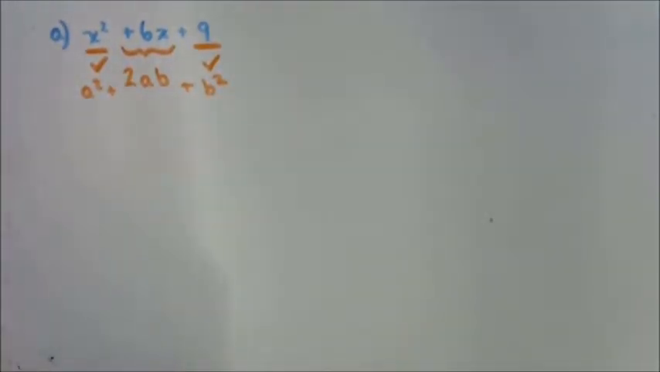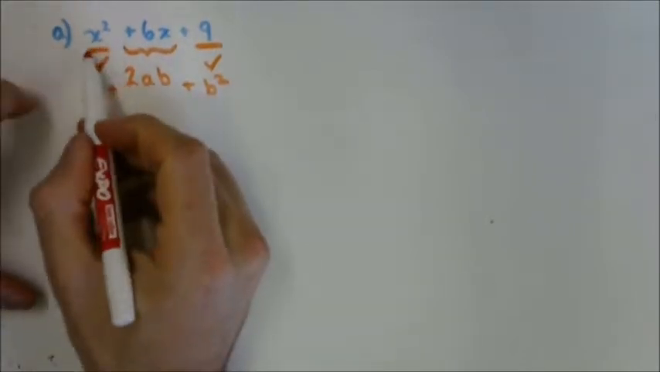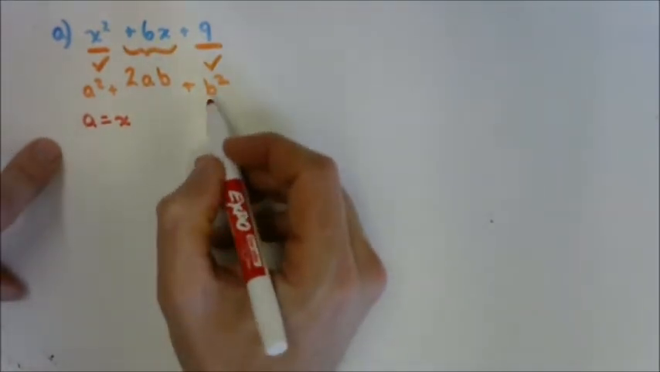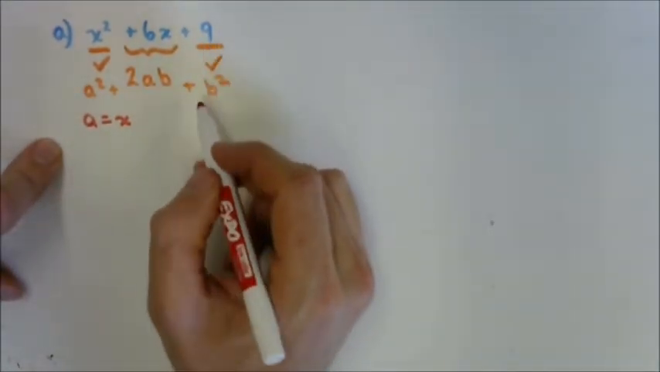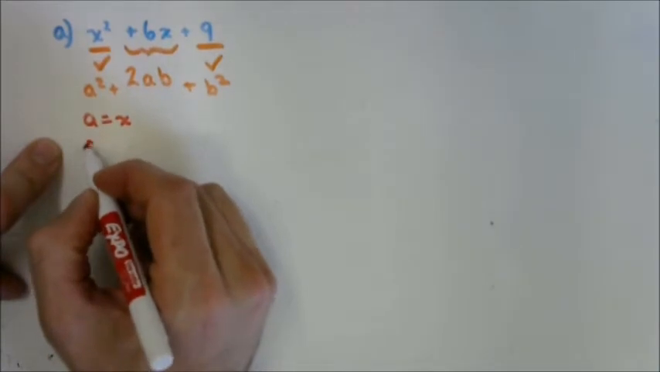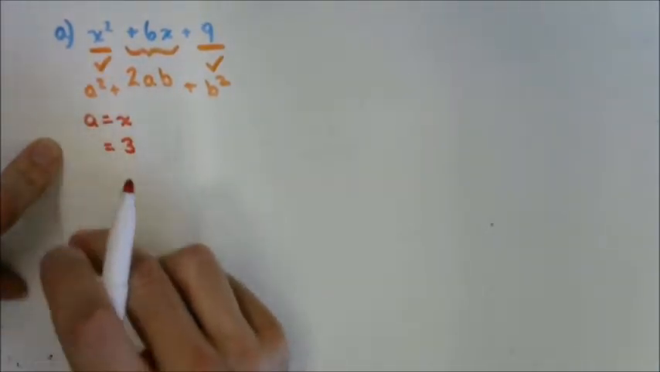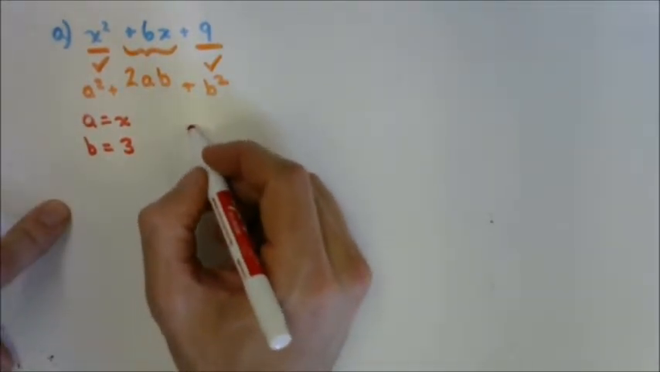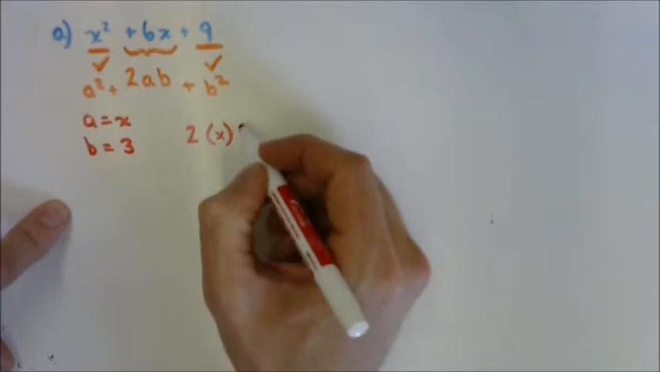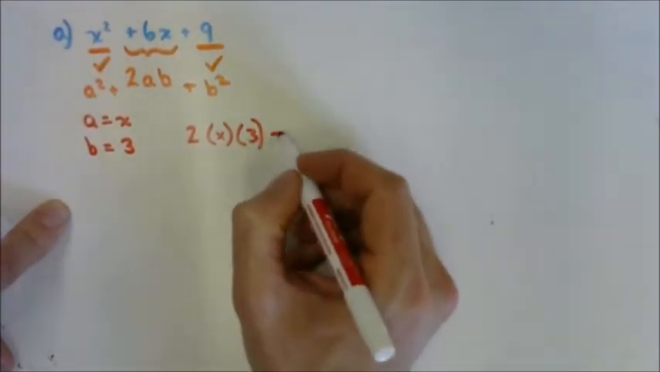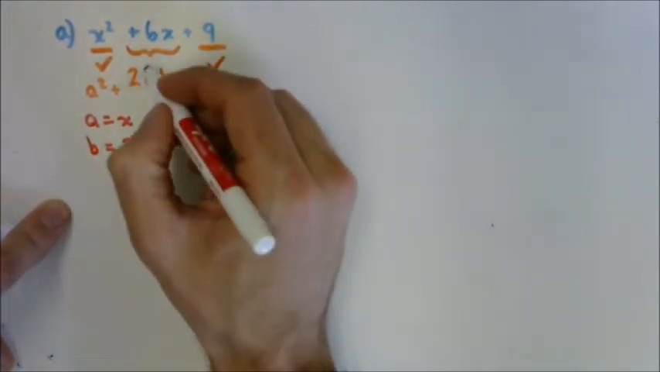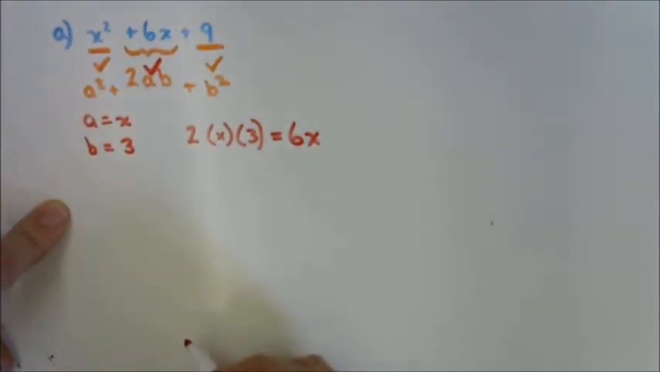Okay? Well, what got squared to get x squared? x. So a is x. What got squared to get 9? 3, right? So b is 3. Okay. Let's go 2 times x times 3. What's that equal? 6x. Is that what we have in the middle term? Yeah. Okay. So do we have a perfect square trinomial?